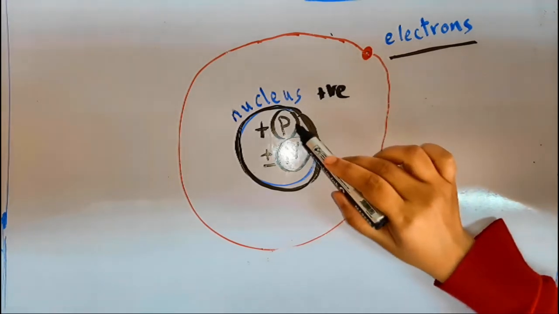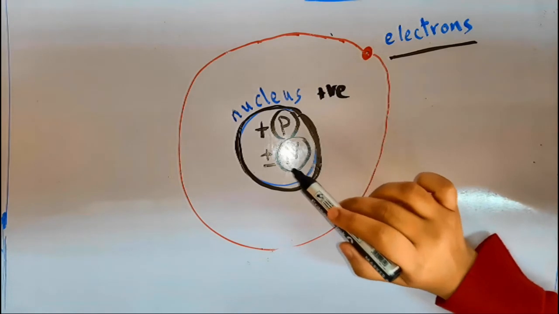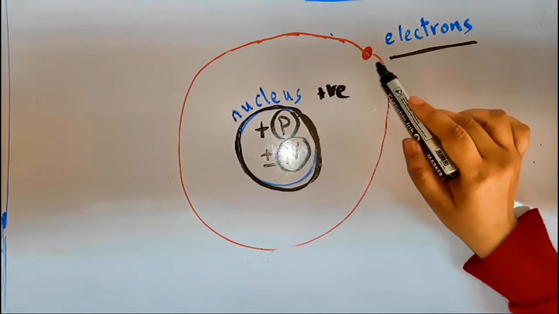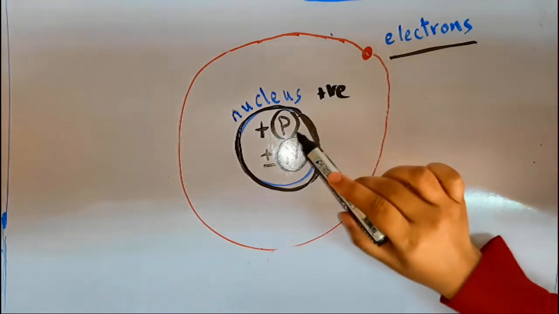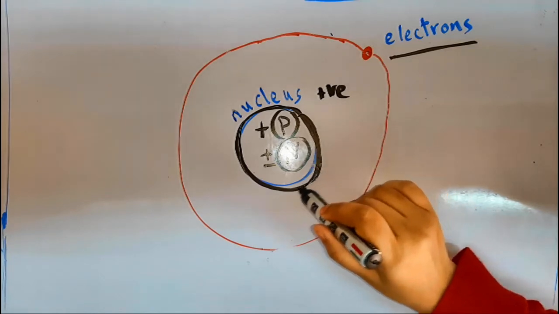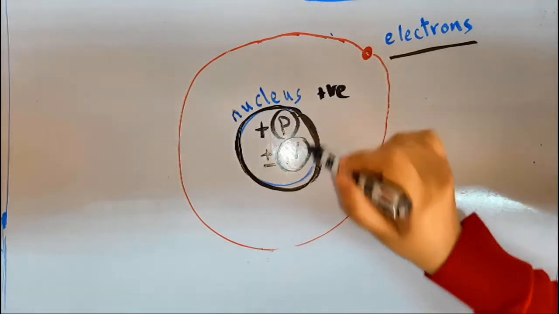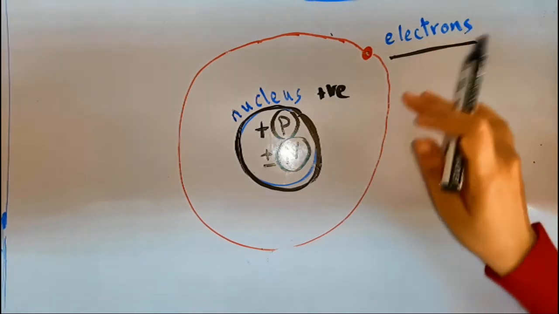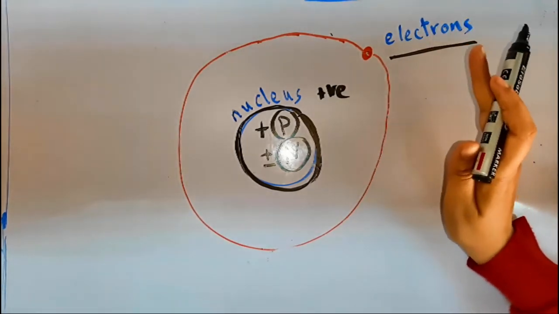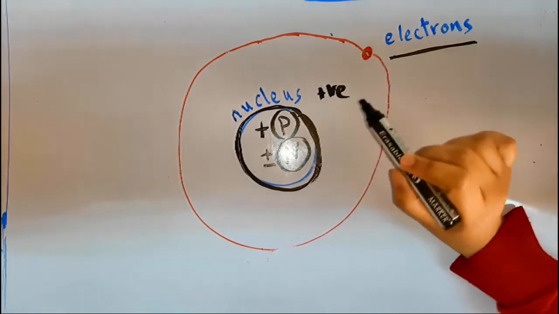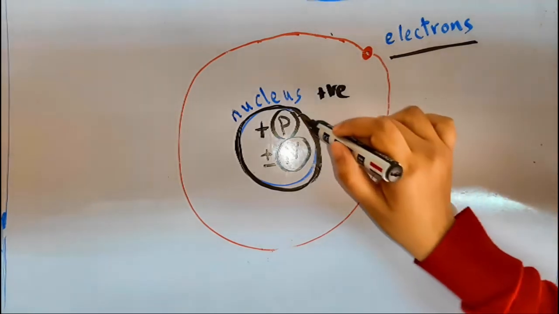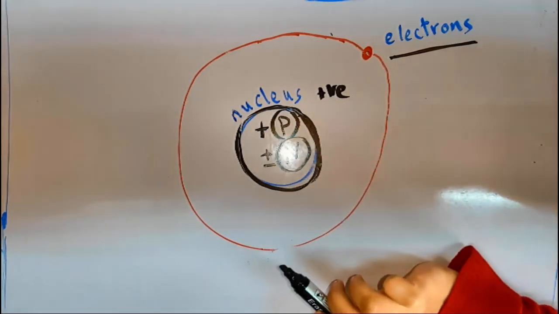The mass of protons and neutrons is very big if we compare it with electrons. Electrons have very small or negligible mass relative to protons and neutrons. So the mass of the atom is concentrated in the nucleus. We will neglect or ignore the mass of electrons because it's very small, so it's not important.